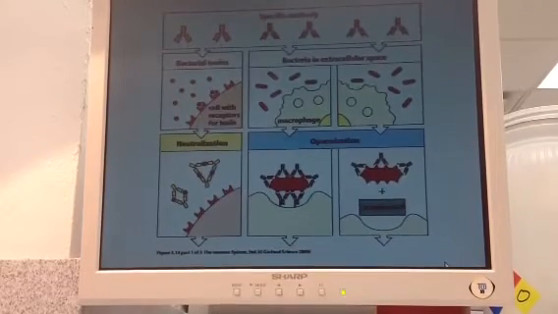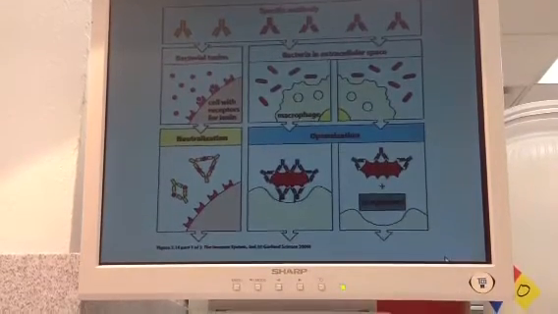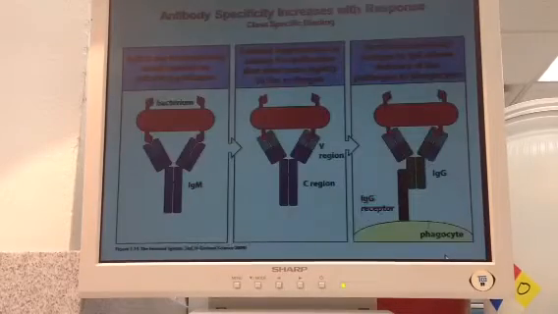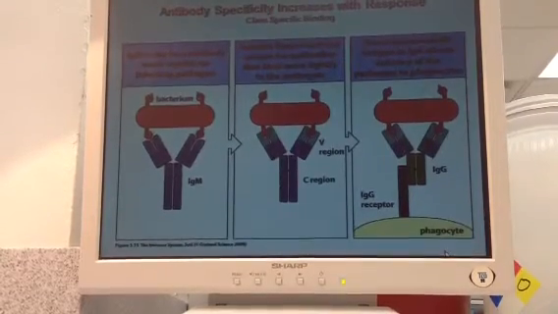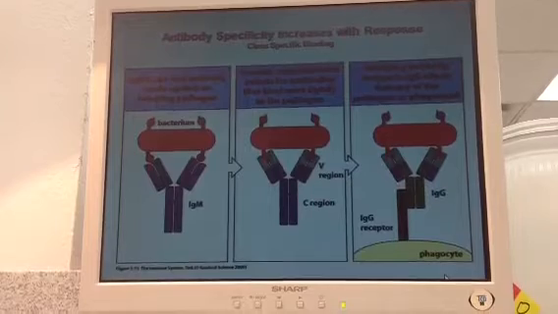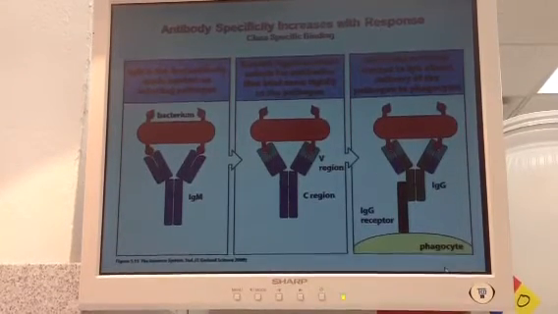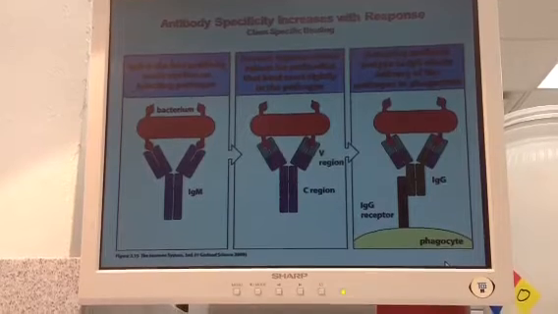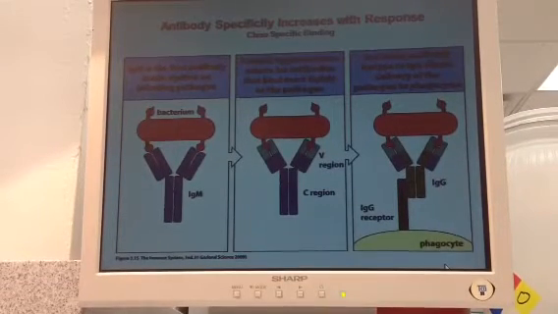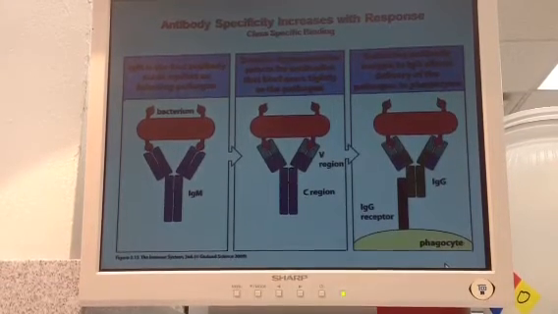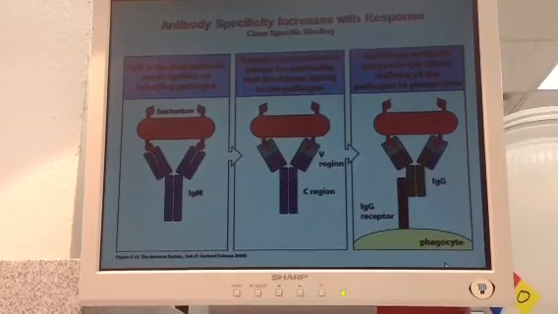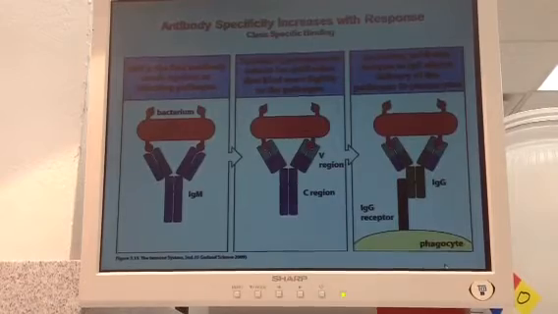What can antibody do? It can neutralize toxins, take part in opsonization. As the antibody response goes along, it switches from IgM to IgG or IgE or Ig something. And as it goes along, its affinity for its antigen increases. It binds tighter.